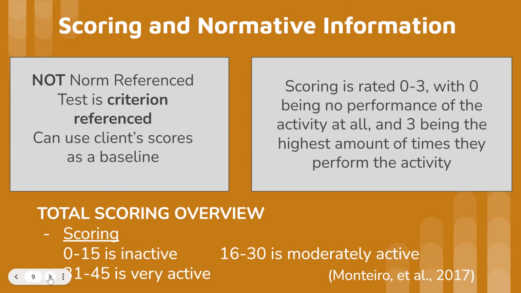Scoring is generally rated 0 to 3, like you saw in the video. 0 being no performance of the activity at all, and 3 normally being the highest amount of times that they can perform the activity. The added up scores are looked at in the total scoring overview. If they only score 0 to 15 total, it's inactive. If they score 16 to 30, they're moderately active. And then 31 to 45 is very active.